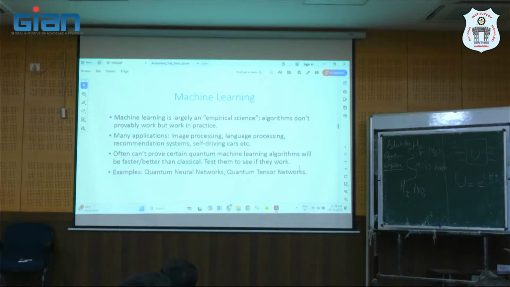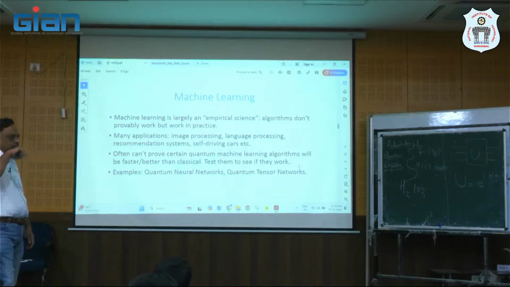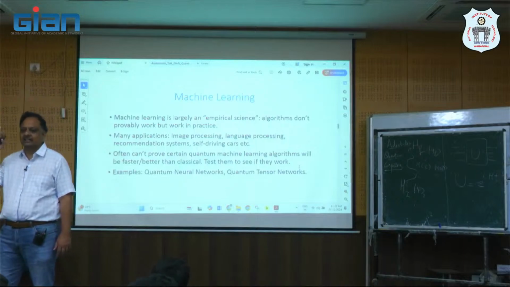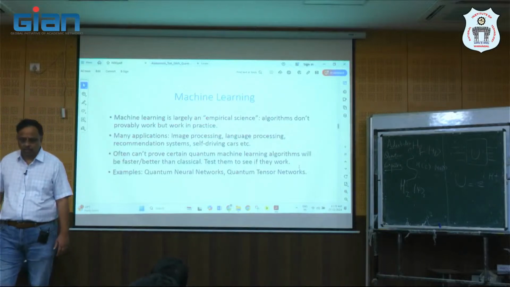Now people are also exploring quantum machine learning algorithms in the quantum regime. But again, because many things are empirical there, we don't fully understand, we can't prove things. So we can't as such prove that they work better than classical, provably. That also is hard to prove. But then we have to test them to see if they work well, correct? Examples are quantum neural networks, quantum tensor networks, etc. So again, we have to design those models, run them, and see whether they are performing close to what we want.